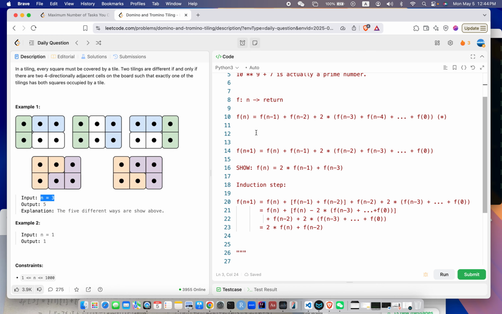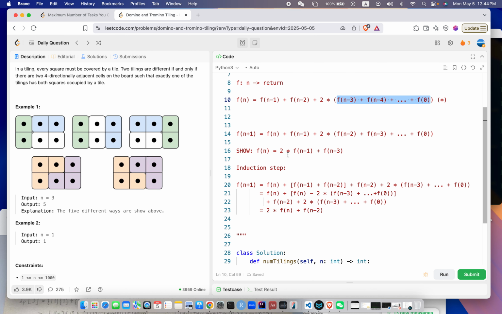So I'm going to use f as that dp, or you can say this f is a function that maps the integer to the number of configurations using Dominoes or Trominoes. So the recursive relation is this: f(n) is f(n-1) plus f(n-2) plus 2 times the sum running from f(n-3) up to f(0), right? This is the star. Here we want to show f(n) is like this, or more precisely, we want to show f(n) is 2 times f(n-1) plus f(n-3).